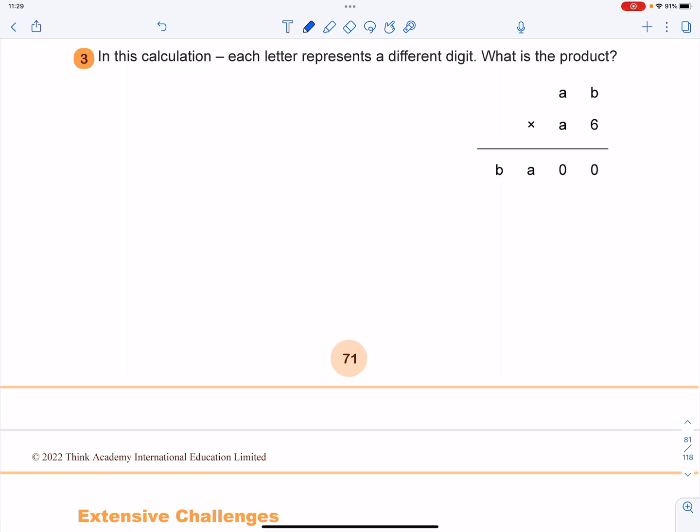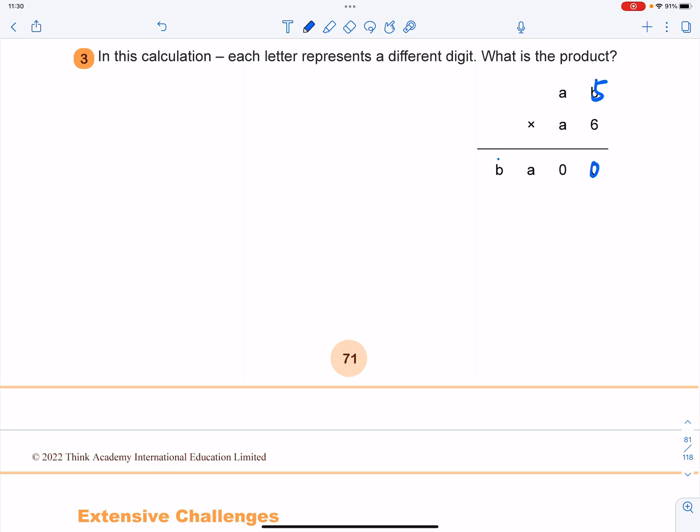Extensive exercise question number 3. In the calculation, each letter represents a different digit. What is the product? So you see, basically, you only have two different letters, which is A and B. And we can know B really fast, because B times 6 gives you 0. And B has only one choice, which is 5.